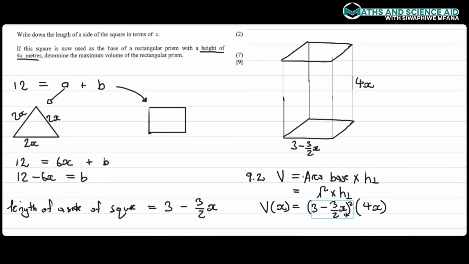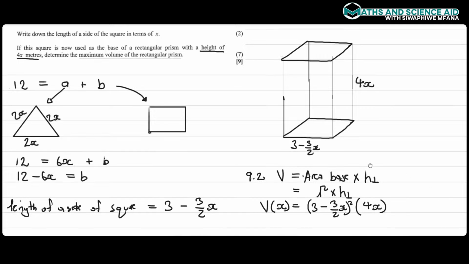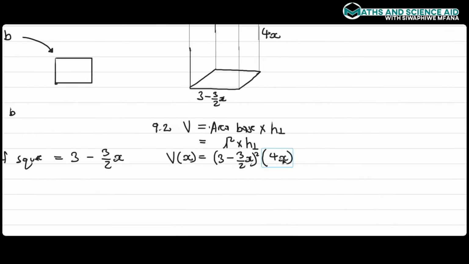That will only give you x at the maximum. And after finding that value of x, you will have to sub it back into your V of x here in order to determine the actual maximum volume of this rectangular prism. So again, you need to expand here. So note that this is all squared.